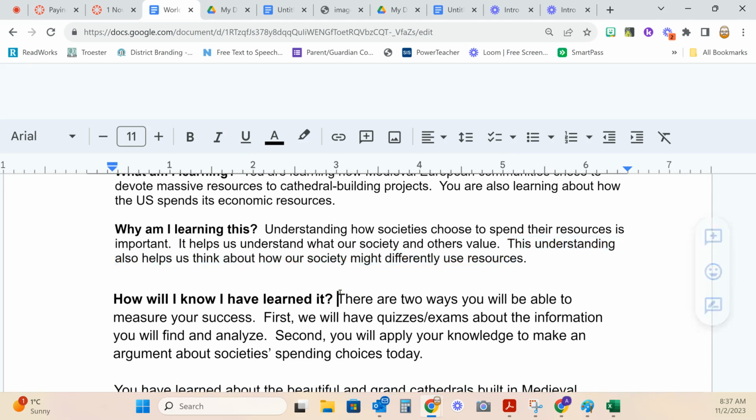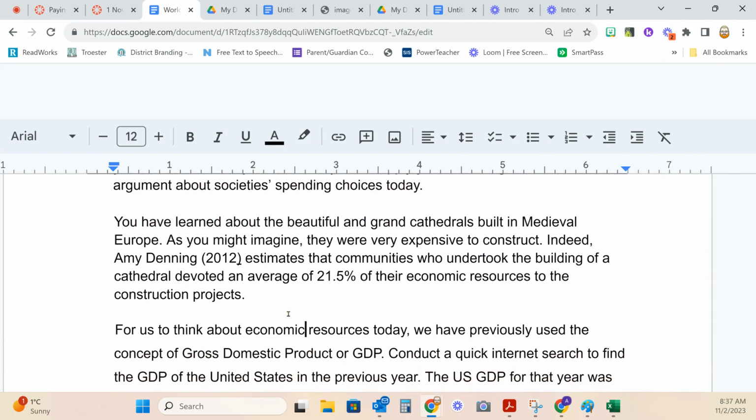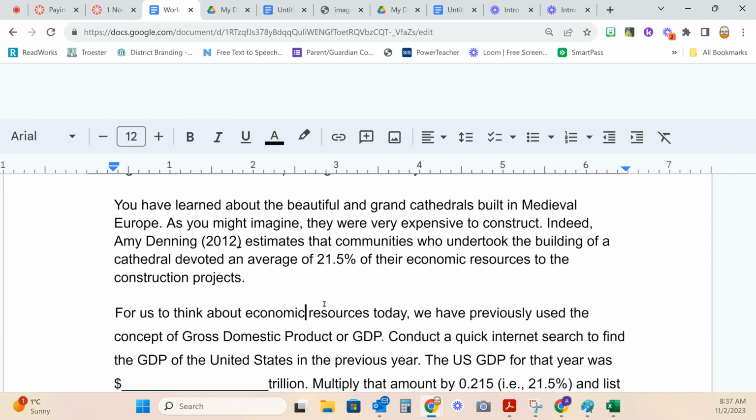As always, the way we're going to learn this, we will have our usual quizzes, check and correct stuff to make sure we've got the right things. But what this is building up to is you making an argument about how some societies are choosing to spend their money today. All right, now, this is where the assignment itself picks up. We're going to start through this before I turn you loose.